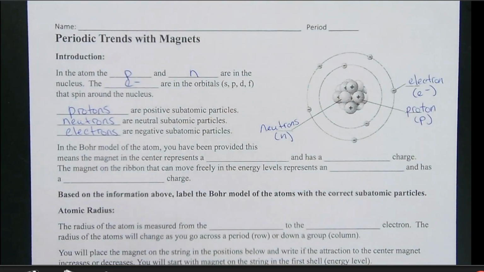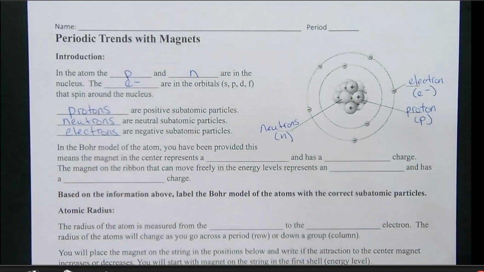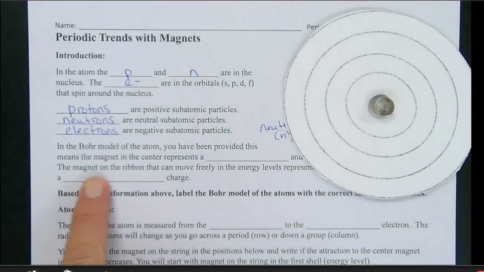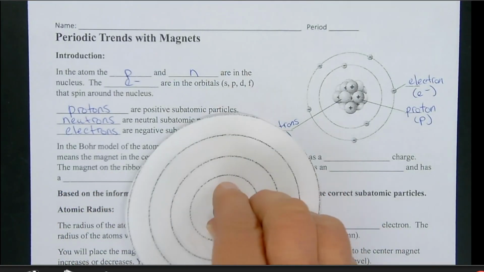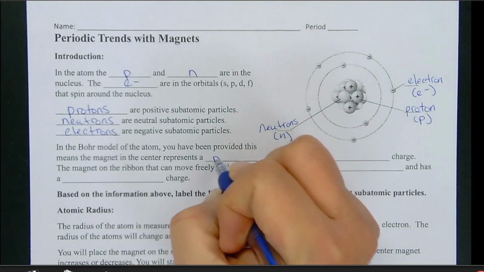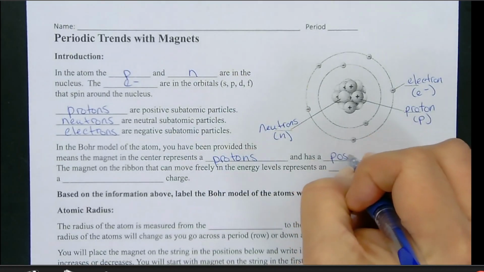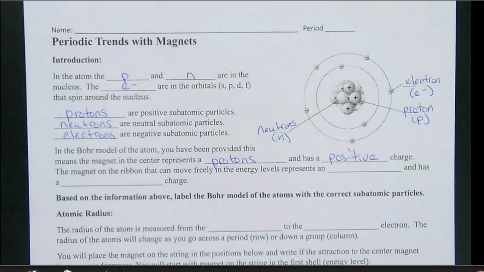All right, next it says, in the Bohr model of the atom you have been provided. This means the magnets, and I'm going to show you what it looks like here. The magnets in the center, because they have a charge, represent the protons and have a positive charge. Then the magnet on the ribbon can freely move in the energy levels.